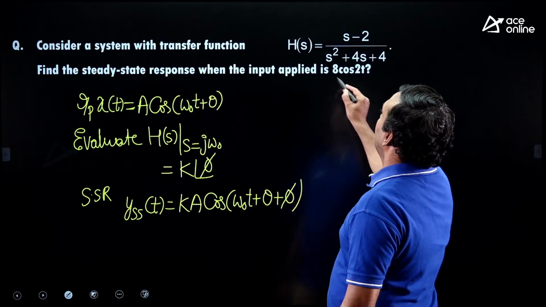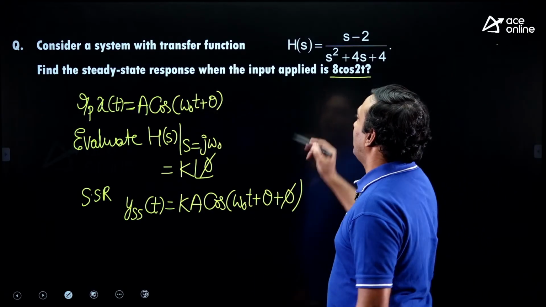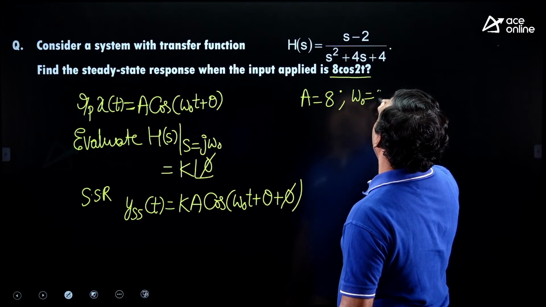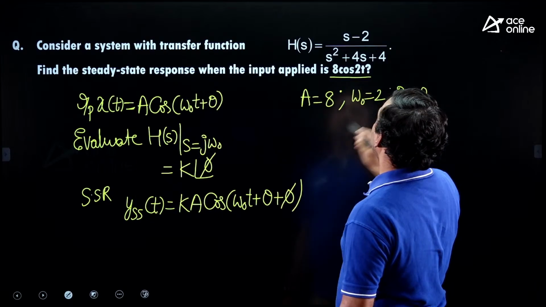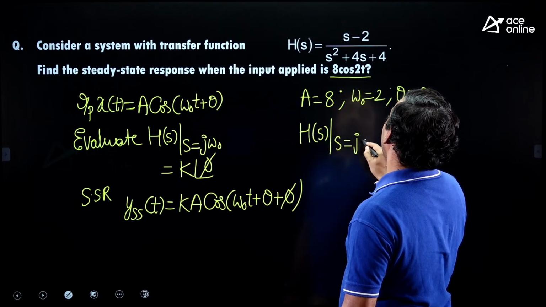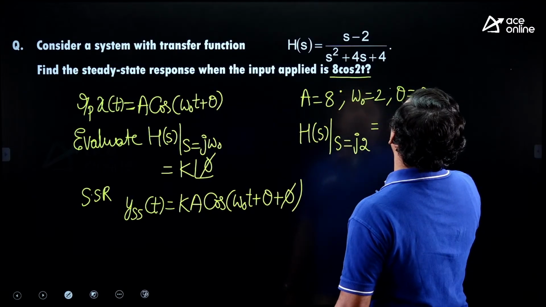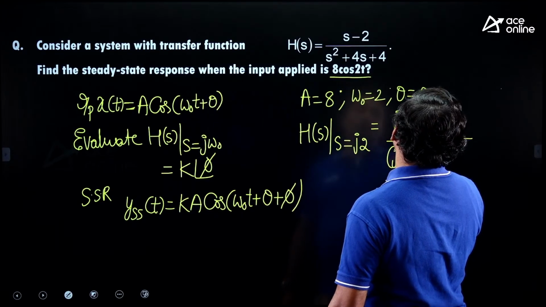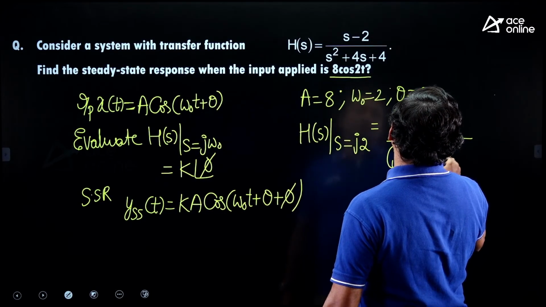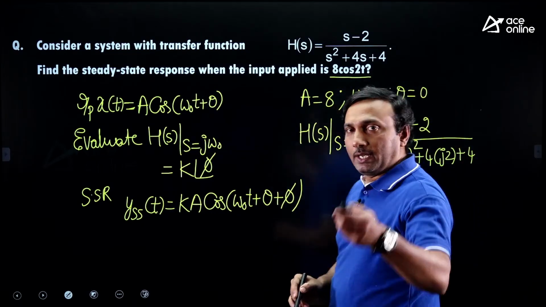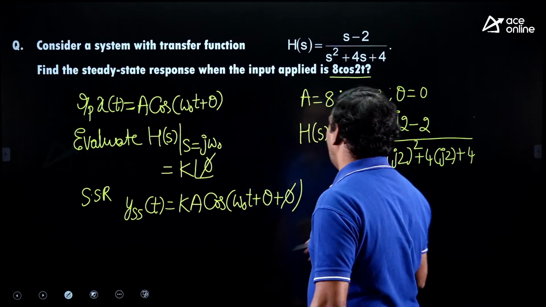So, when we make a comparison with the standard form, the value is 8, omega naught value is 2, theta value is 0. So, calculate the transfer function at s equals j omega naught, that is j2. Replace s with j2. Simply replace s with j omega naught. Use the calculator R to P conversion, rectangle to polar.